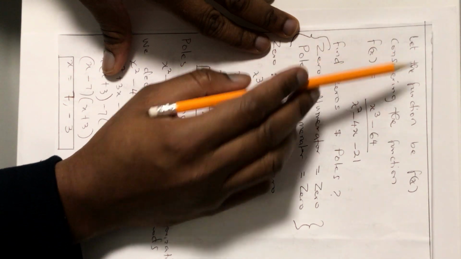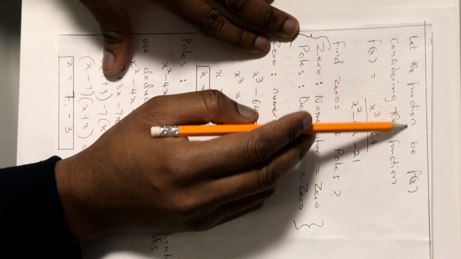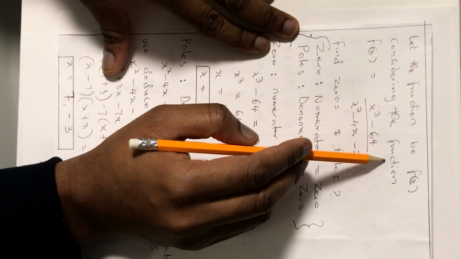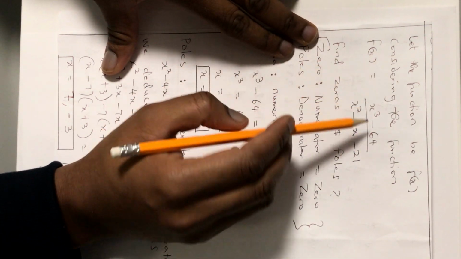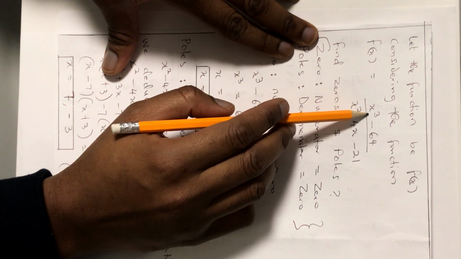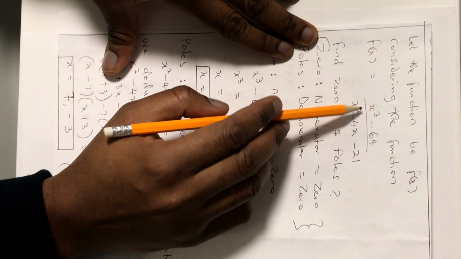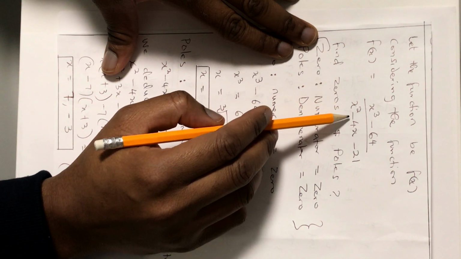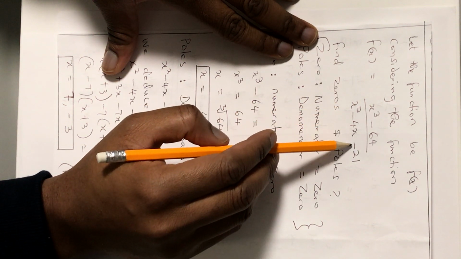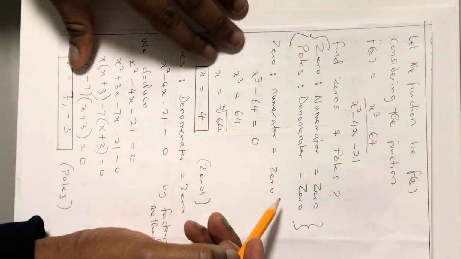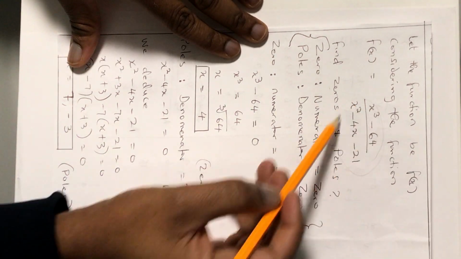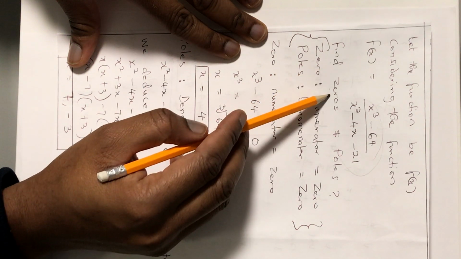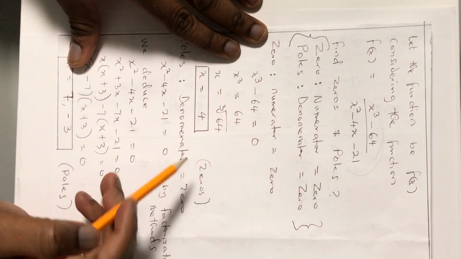Our example today: let the function be f(x), which equals (x^3 - 64) over (x^2 - 4x - 21). From here, we can deduce or find our zeros and poles.